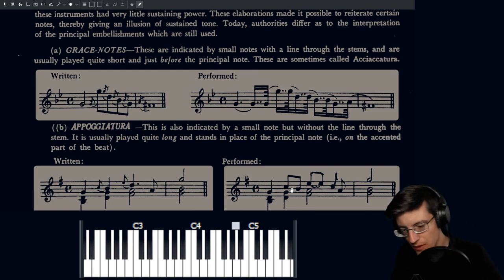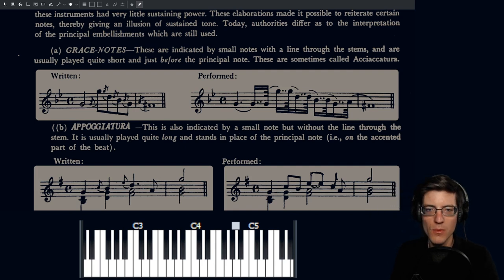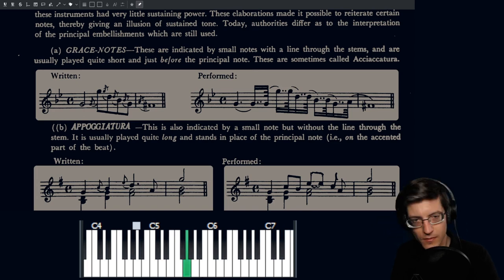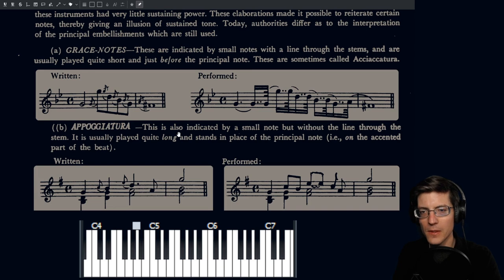So, play it up the octave. Let's see what our keyboard's on. Make sure we're good. So you play the note and then bum beam. It's like a little lift. Small notes through a line. So these are the grace notes.